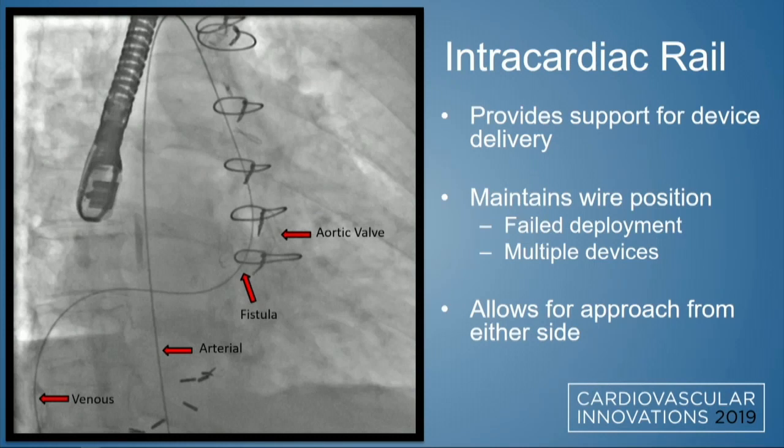And Paul had a similar slide in his talk too, but there's several reasons why we do this. One, it provides excellent support. You can really deliver anything you need to, just have to pull on both ends of your rail, and you've got great support. The other is it's a 100% guarantee that you're going to maintain wire position throughout the procedure. So whether you're deploying multiple devices, whether you have to recapture and redeploy, or if you have to switch strategies and come from the other side, you've always got wire position.